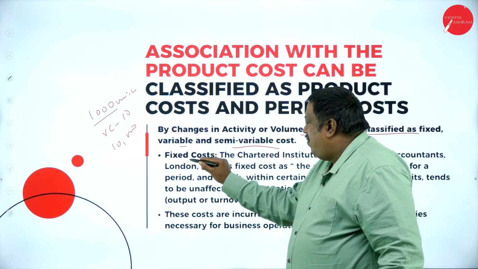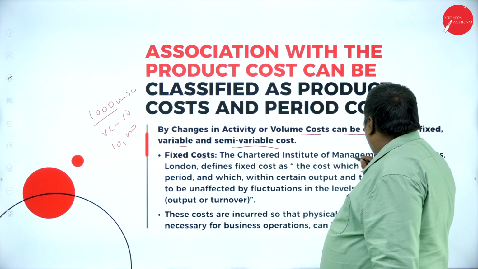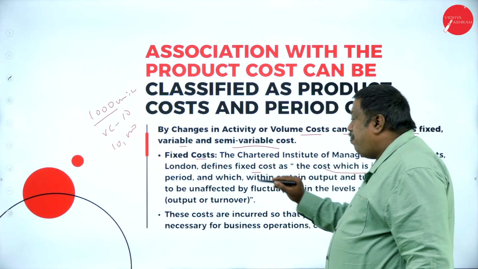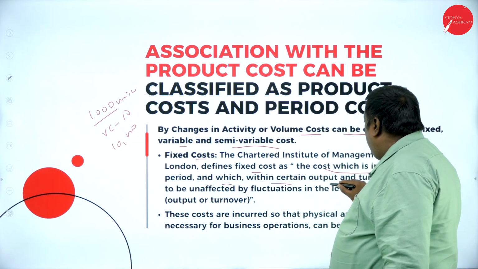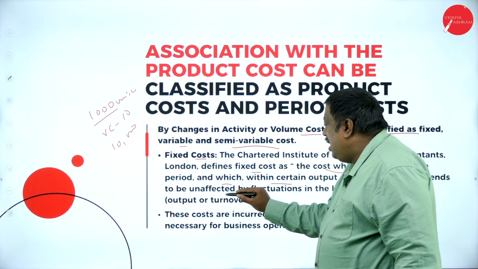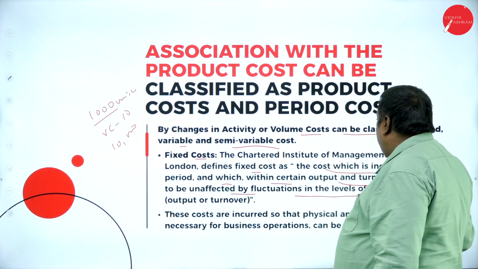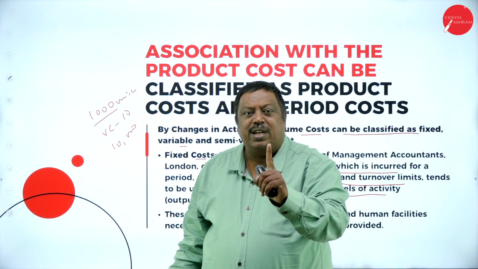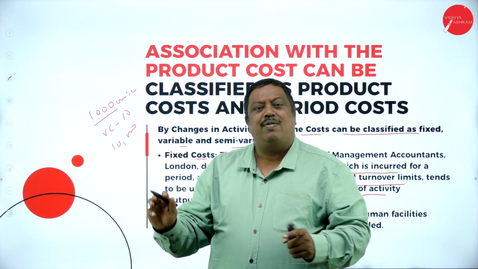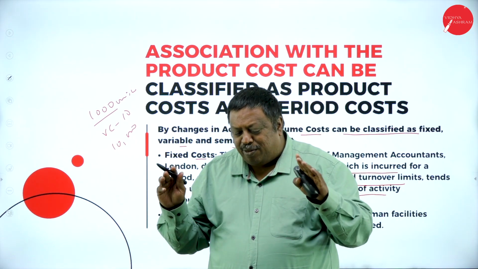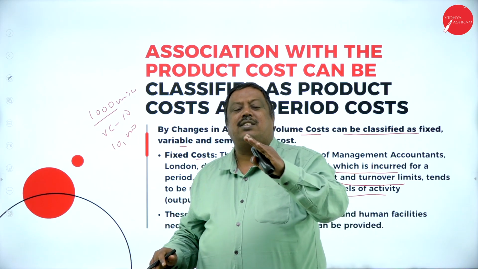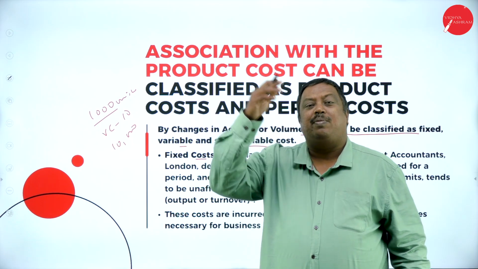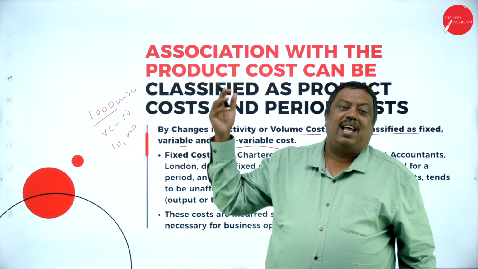First, we'll consider fixed cost. The Chartered Institute of Management Accountants, London, defines fixed cost as the cost which is incurred for a period and which, within certain output and turnover limits, tends to be unaffected by fluctuations in the level of activity. They're saying that even if you produce 1 unit, I have to pay 10,000 rent. Even if you produce 1 lakh units, I have to pay the same rent here. It is not like if I produce 1 unit it is 1 lakh, and if I produce 1 lakh units it is going to be 10 lakhs or 50 lakhs. It is not like that.